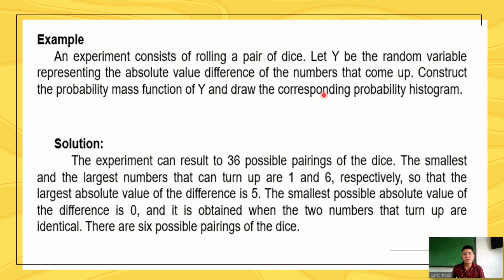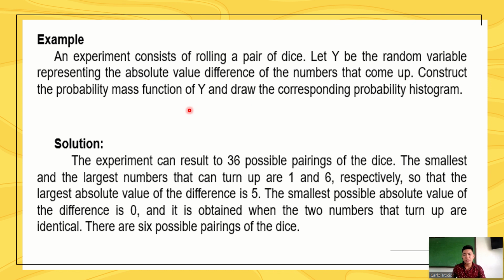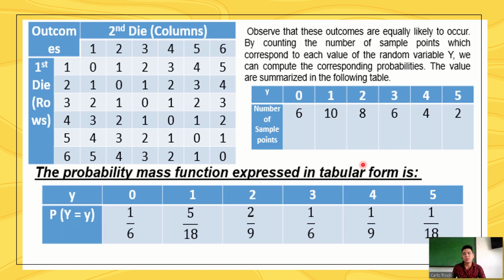So we are asked to construct the probability mass function of y and draw the corresponding probability histogram. Here is the solution. Again, we have the first die in rows and the second die in columns. We are going to combine, for example, 1 minus 1, that is 0, 2 minus 2, that is 0, and so on. In all, there are 36 possible pairings. Very simple, 6 times 6, of course, that is 36.